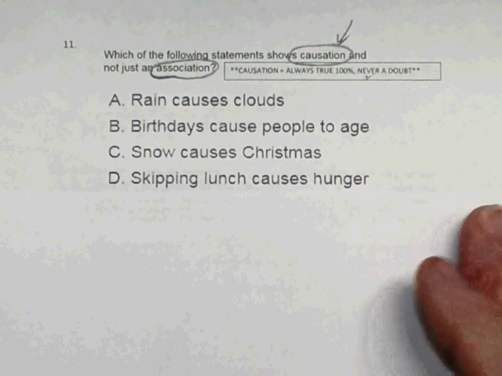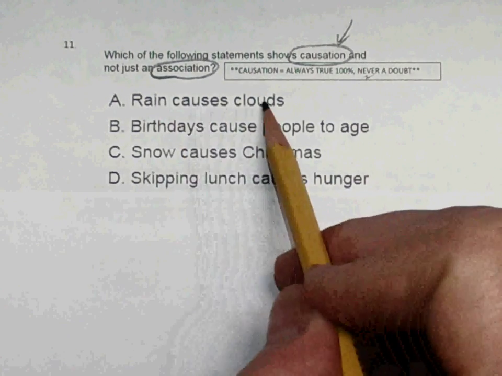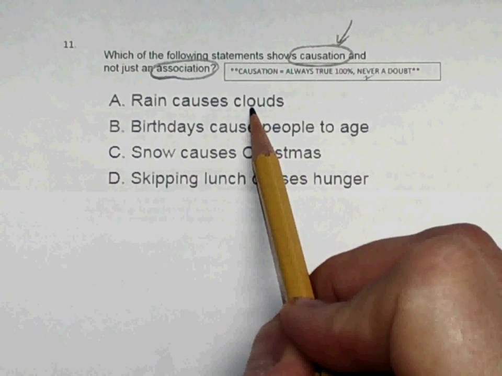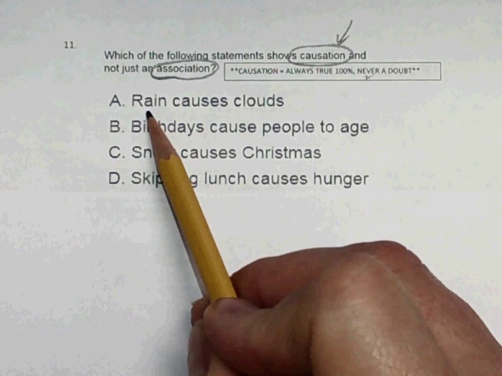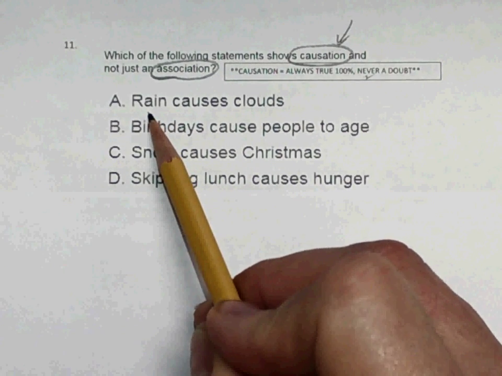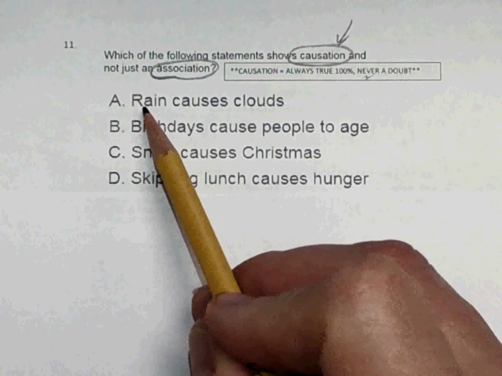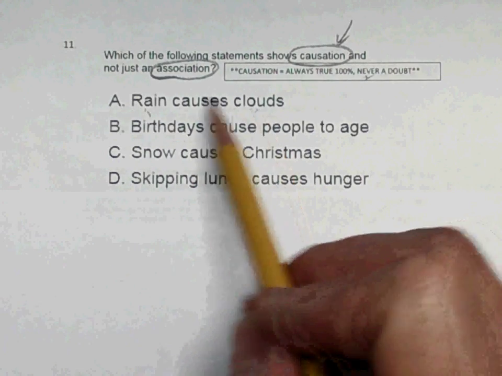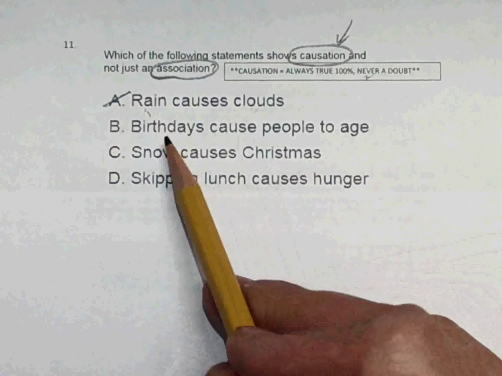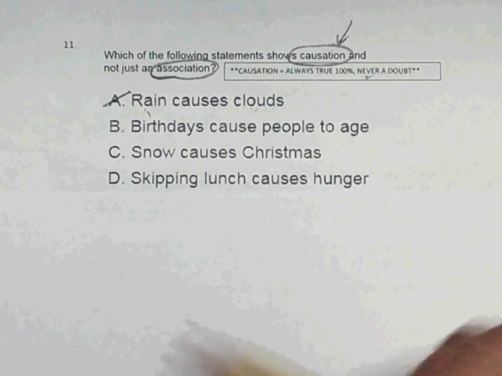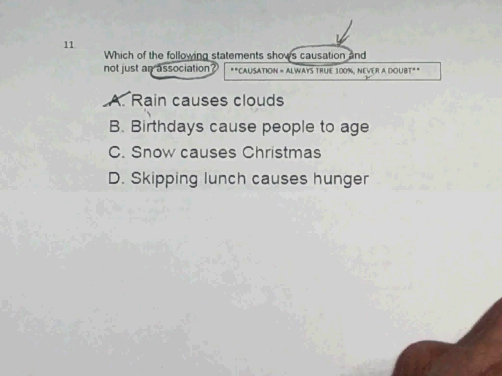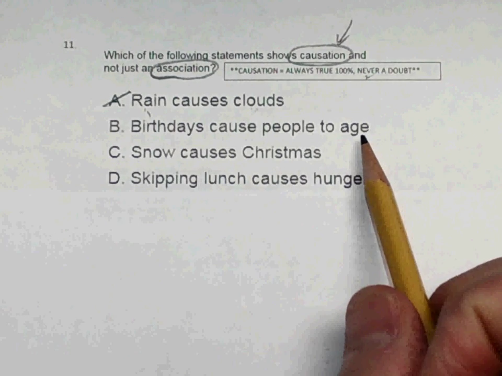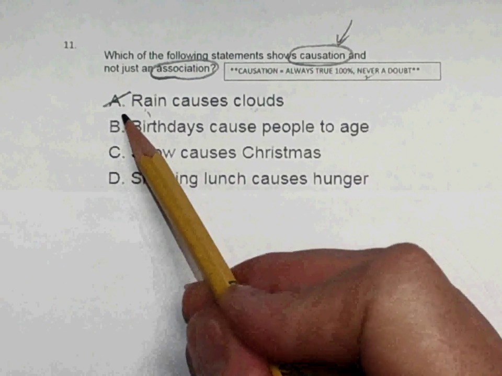All right, the first one, rain causes clouds. Have you ever been out on a day where you saw lots of fluffy clouds but it wasn't raining? Yeah, me too. So, rain is not always going to cause the clouds. The clouds can be there without raining. Birthdays cause people to age. Well, today's not my birthday, but I know that I'm one day older than the day before. So my birthday didn't cause me to age. So it can't be that one.